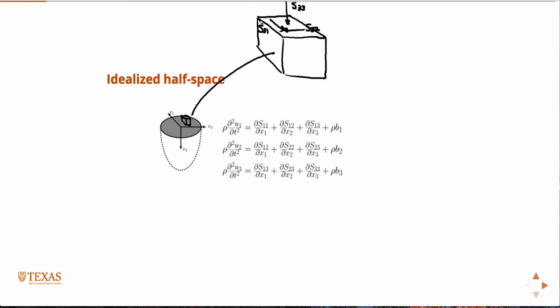So if you work on airplanes or cars or anything else, that's going to be the typical sign convention. But in geomechanics, it's more common to use a compressive sign convention, because all the stresses in the earth are essentially compressive, right? For a couple of reasons.